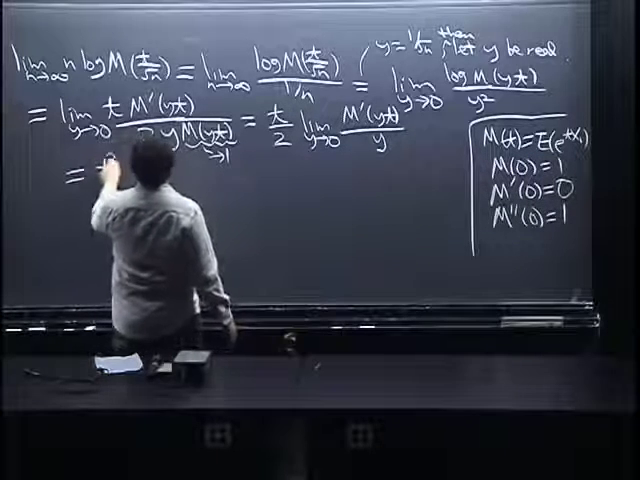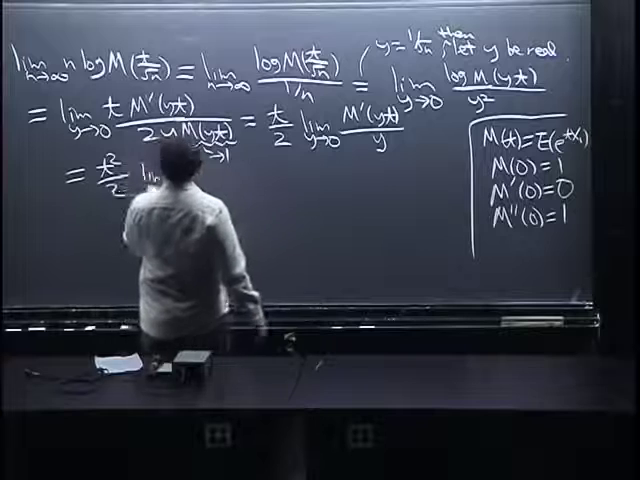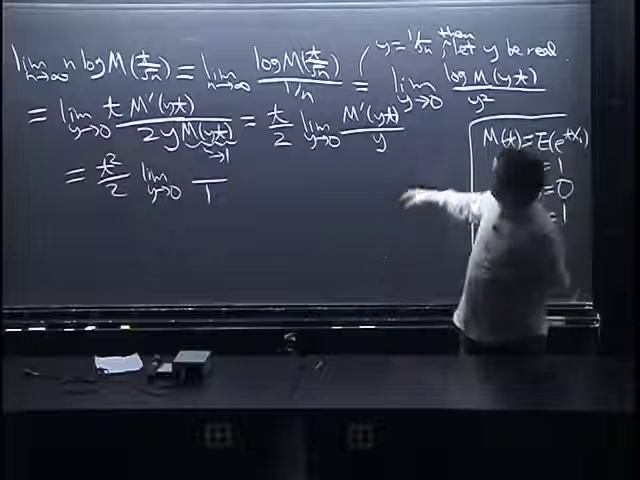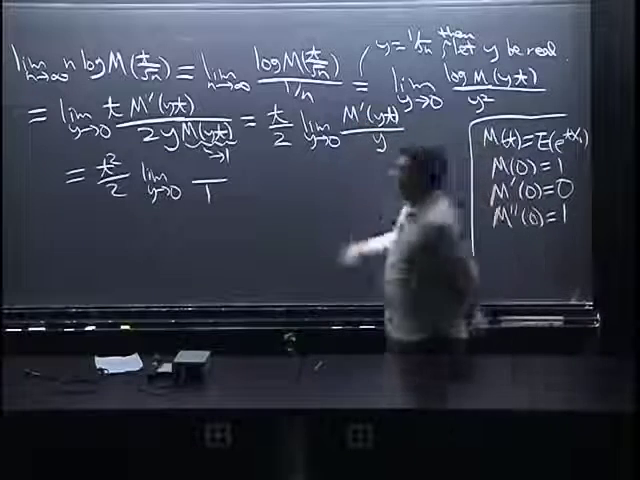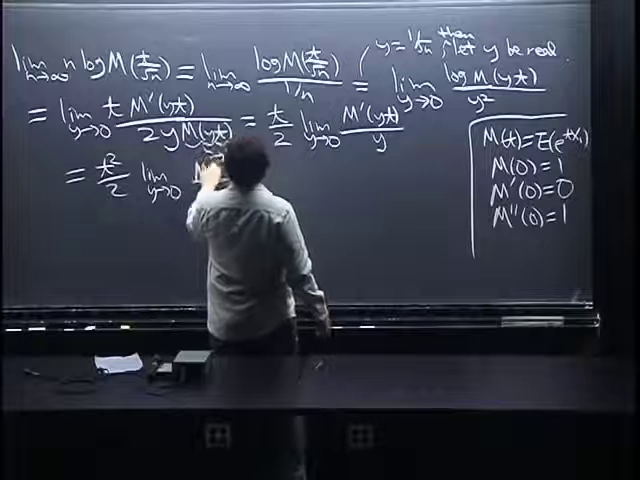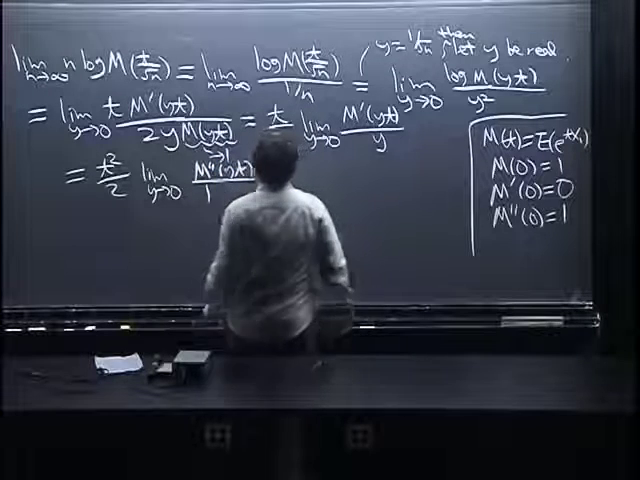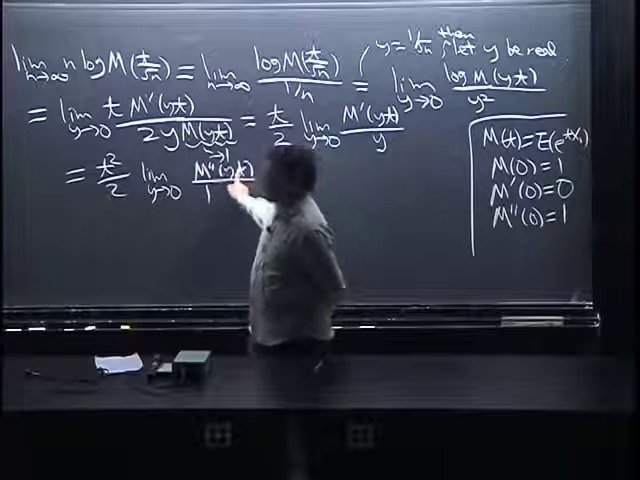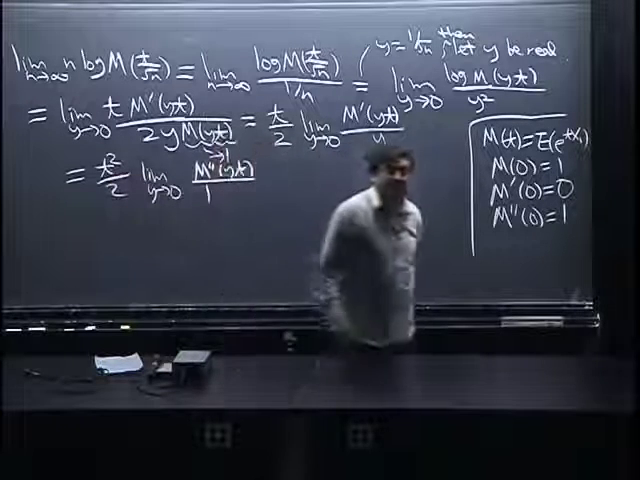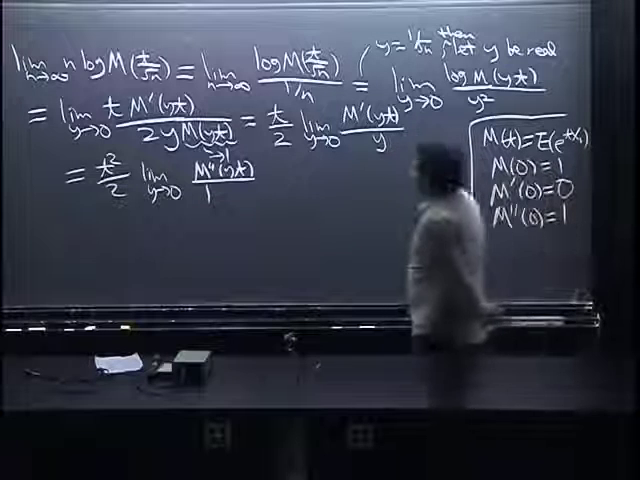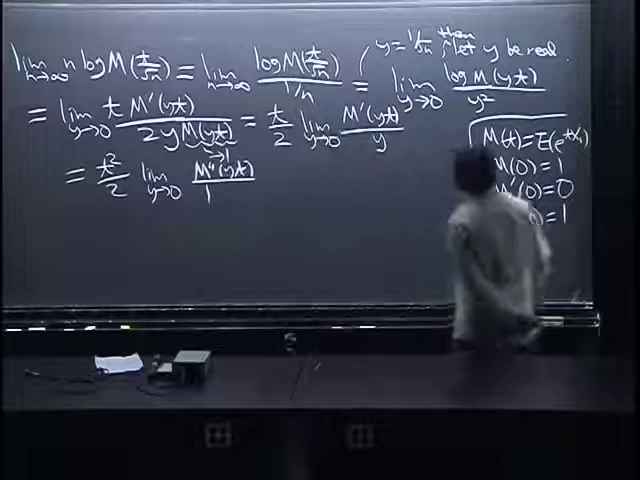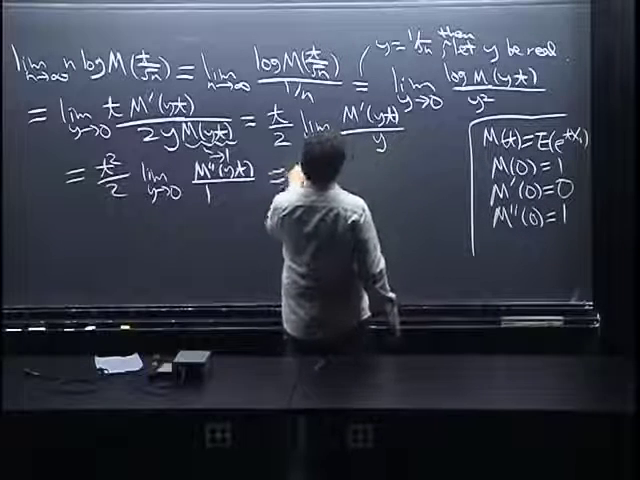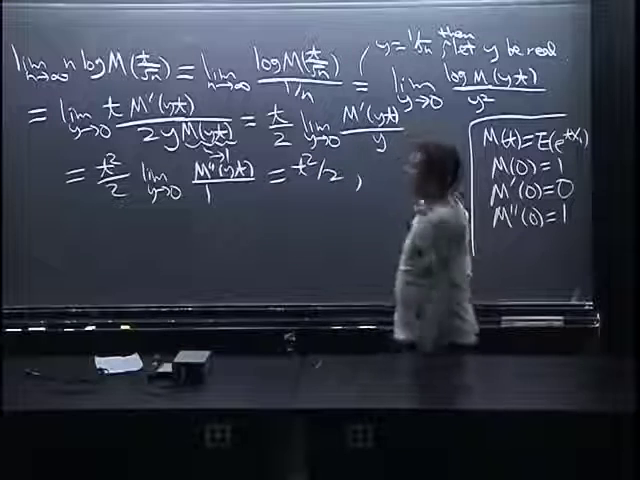Now, using L'Hopital's rule a second time, the derivative of the denominator is just 1. And then for the numerator, chain rule, m double prime of yt, and that was a t, not a t squared, but now it's a t squared because by the chain rule, the derivative of yt is t, so we have a t squared over 2. Now, when we let y go to 0, m double prime of 0 is 1. So now this limit is just 1. So we get t squared over 2. That's what we wanted.